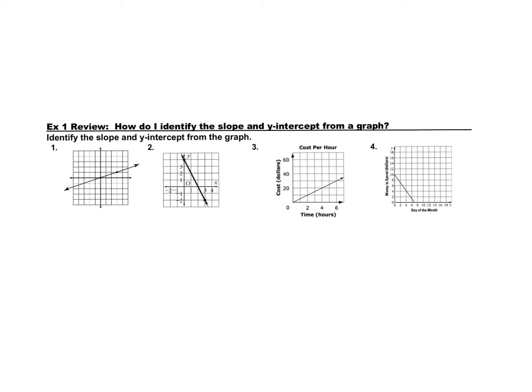All right, so a couple of things. Remember that when we were finding the slope from a graph, that we were using the rise over run. And the other thing to remember is that the y-intercept is the place where the line crosses the y-axis. So right here is the y-intercept. All right, so let's go ahead and identify the slope and the y-intercept for each of these.